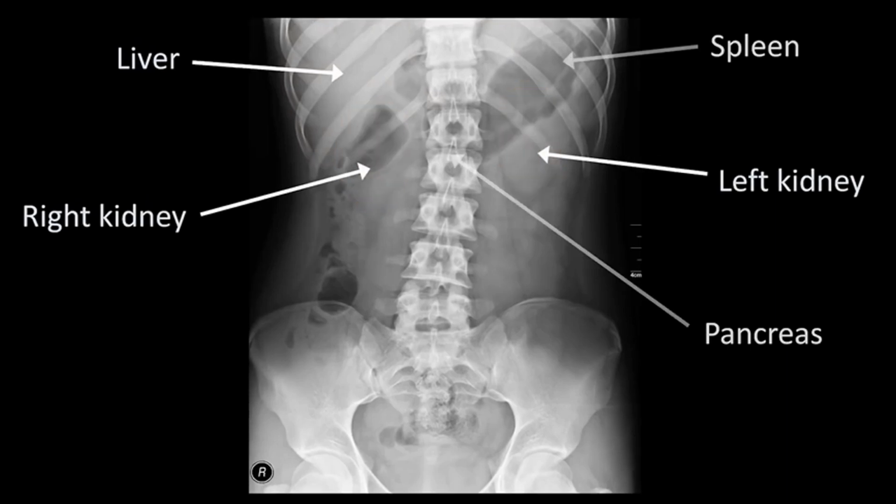The next group of soft tissues will be the spleen and pancreas, but as we can see here, that is not clearly recognizable. By anatomical knowledge, we may be able to identify the position of the spleen over here and the pancreas over here.